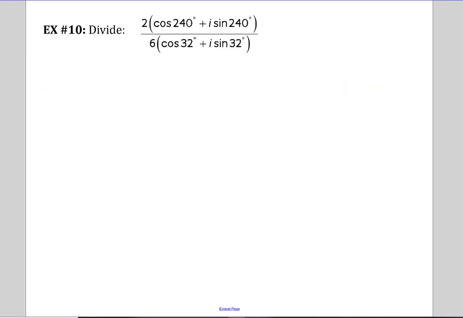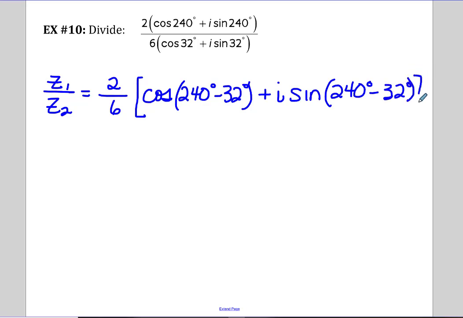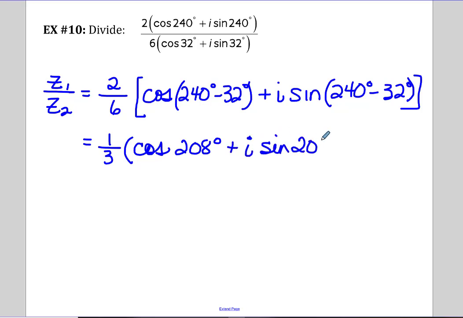Example 10 is going to be a division question. So dividing the first complex number by the second complex number. We're going to divide 2 by 6, so we're going to get a third. And then we want to subtract 240 minus 32, which is going to be 208. So this is going to force us to use a calculator here. And I sine 240 minus 32. So we've got 1/3 cosine 208 degrees, and I times the sine of 208 degrees.